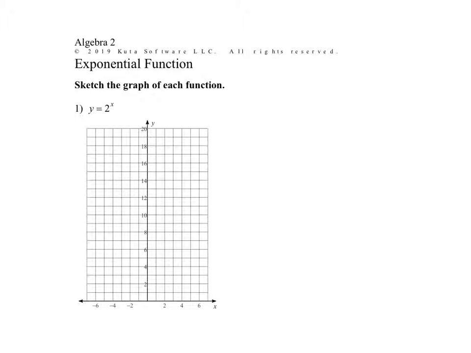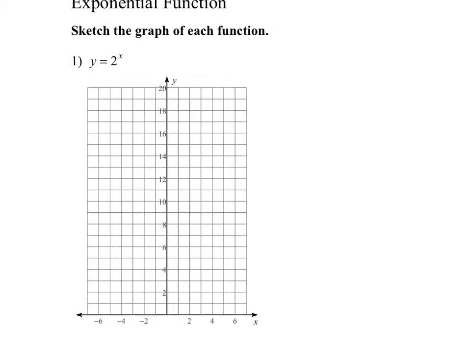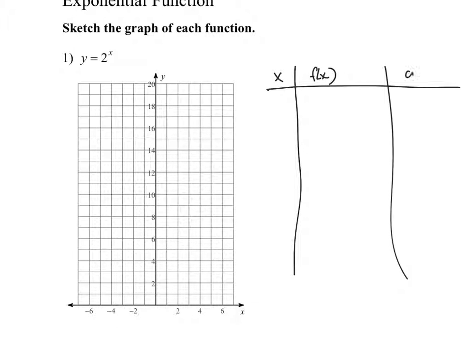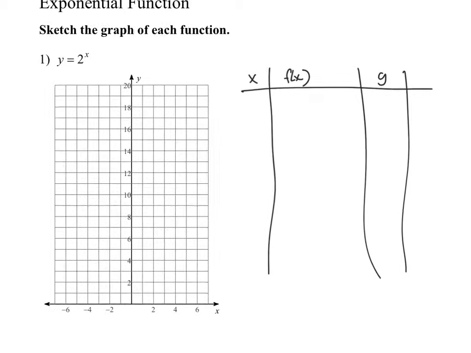So let's see this one. I want to graph this equation. So let's start by finding values. We can do a small table here. So I have x and y. Let's start by substituting, say, -4.